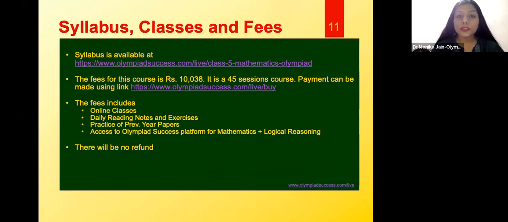The fee for this particular course is 10,038, and it is going to be a 45-session course. The fee includes online classes, daily reading notes and exercises, practice of previous year papers, and access to the Olympiad Success platform for mathematics and logical reasoning.